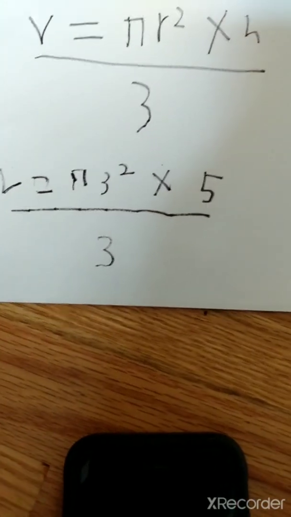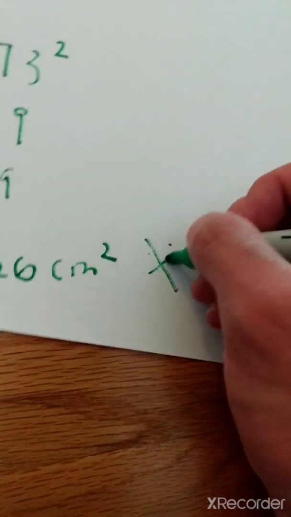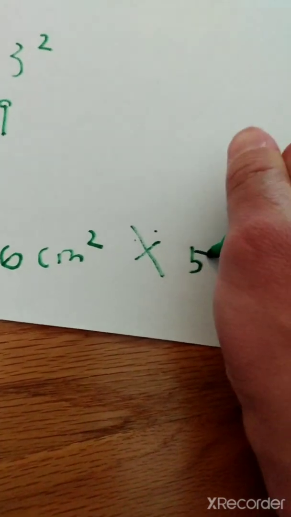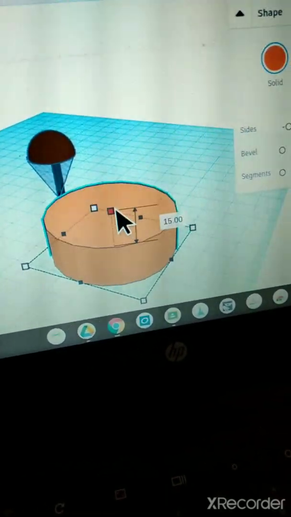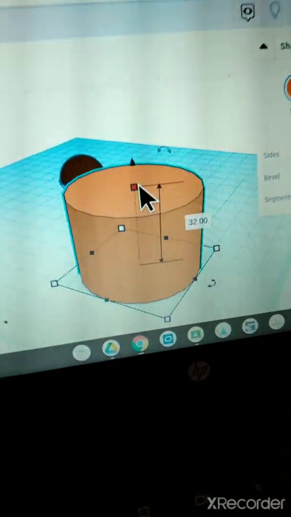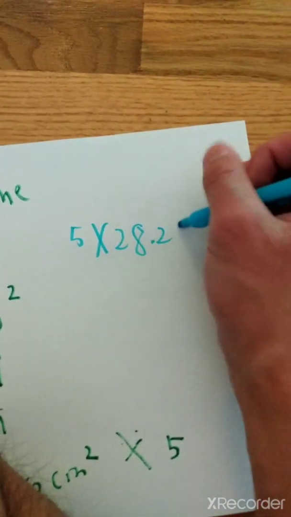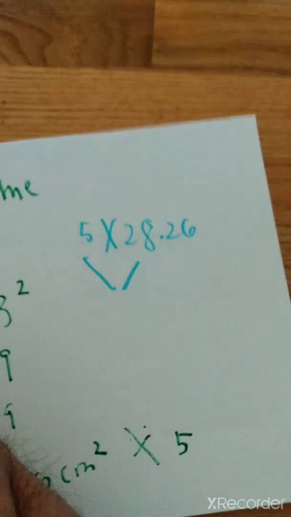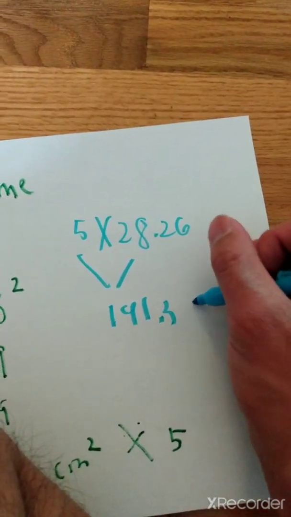Our next step is to multiply by 5. So this is our answer we got for the circle. Now we're going to have to multiply that by 5, because 5 is going to be the height. The circle we got last time, we have to multiply by the height to get the cylinder. So, 5 multiplied by 28.26 is going to equal 141.3. That is going to be our answer for the cylinder.